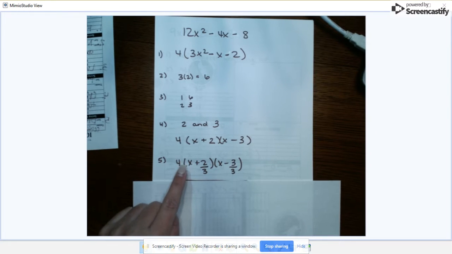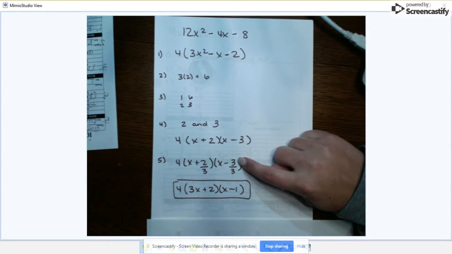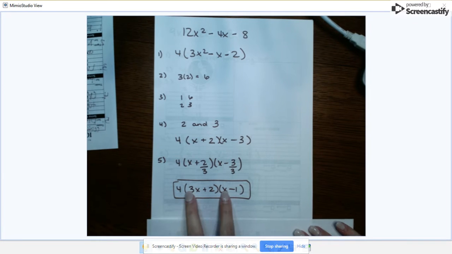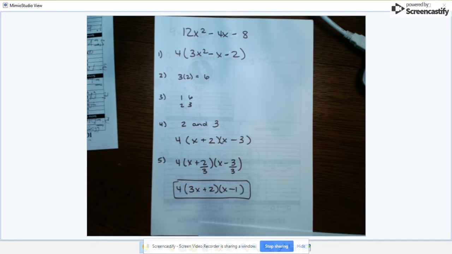So all I've done in this next step is take that 3 and put it out in front. Okay, so that becomes a 3x plus 2. In our second set of parentheses, 3 divided by 3 simplifies to 1. So this second set of parentheses would be x minus 1. If you were to refoil, that'd be a 3x squared minus 3x plus 2x minus 2. And minus 3x plus 2x is a minus 1x. Okay, and then you could distribute a 4 to get back to our very original.